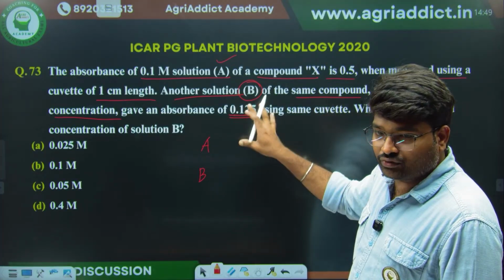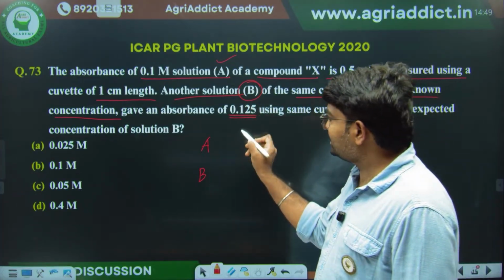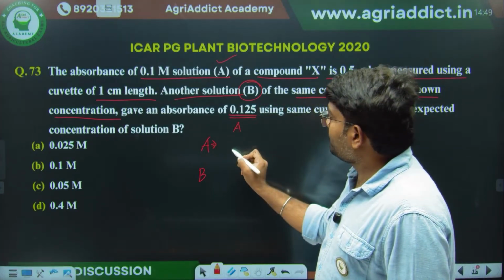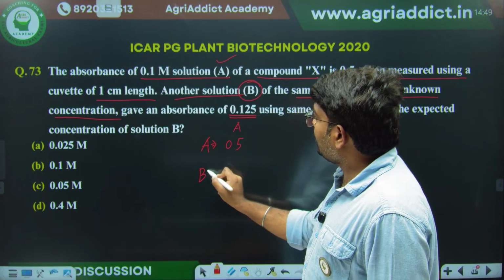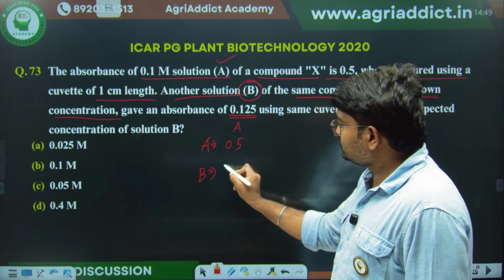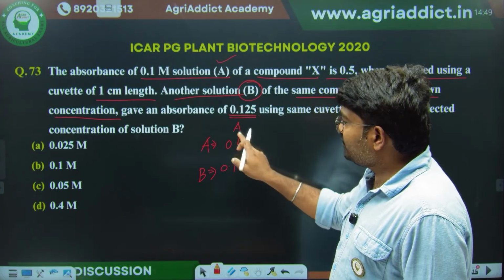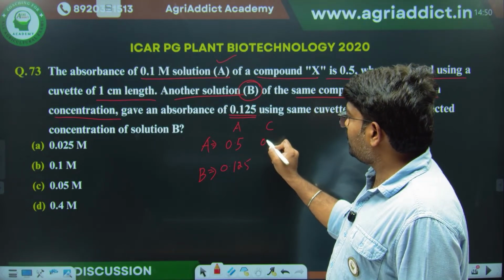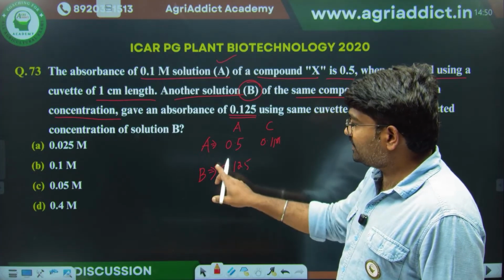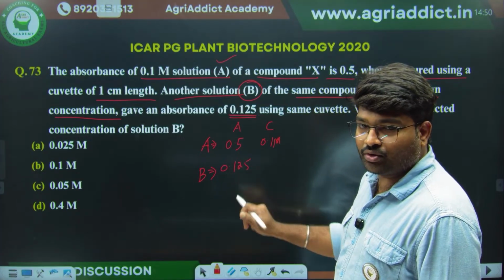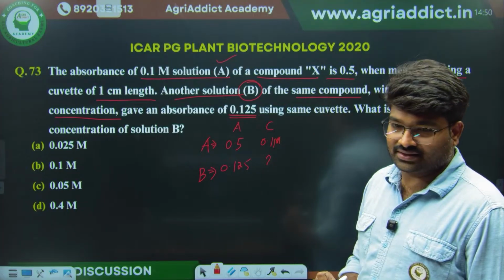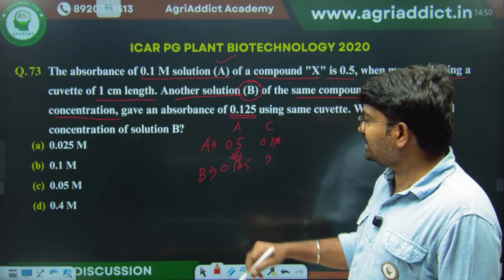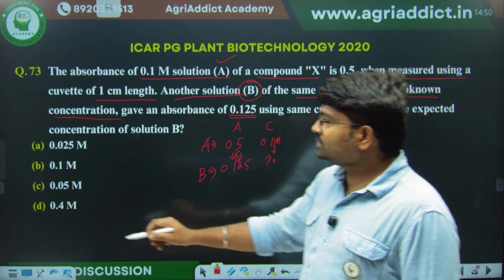If you see this question, they have given two different absorbances. I am writing here. Absorbance for solution A is 0.5. Absorbance for solution B is 0.125. If absorbance is 0.5, the concentration of solution A is 0.1 molar. Now they are asking, if the same component has absorbance 0.125, what will be the concentration? You just see here, it is 4 times less. So 4 times less means 0.025.